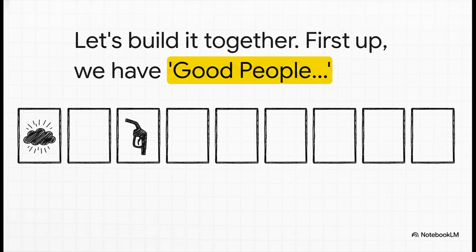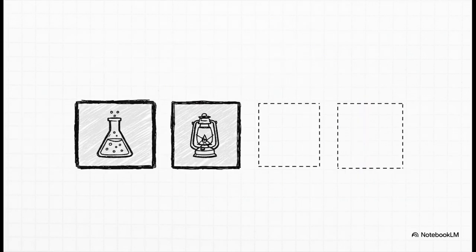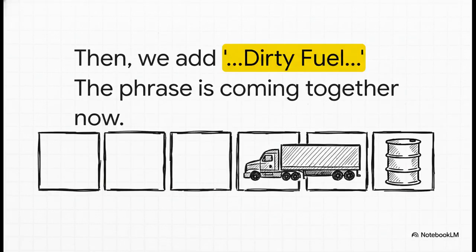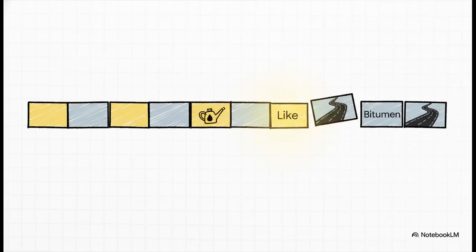Okay, let's build it together. It starts with "good people." The next two words are "never keep." You with me? Okay, let's keep going. Then we've got "dirty fuels." See? It's starting to sound like a real sentence. And we finish it with, like, "bitumen." Okay, let's see the whole thing now.